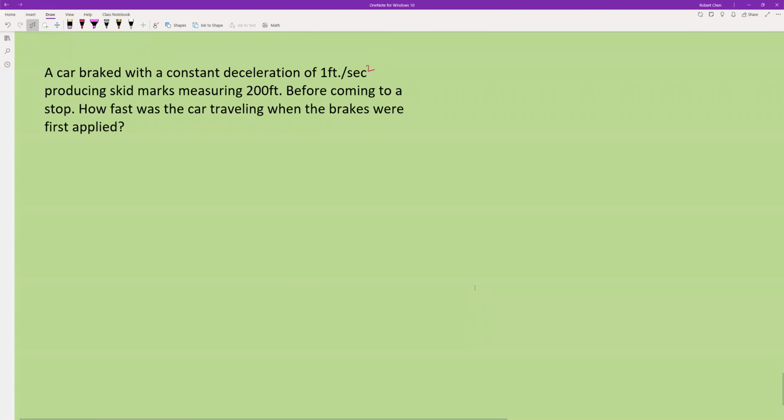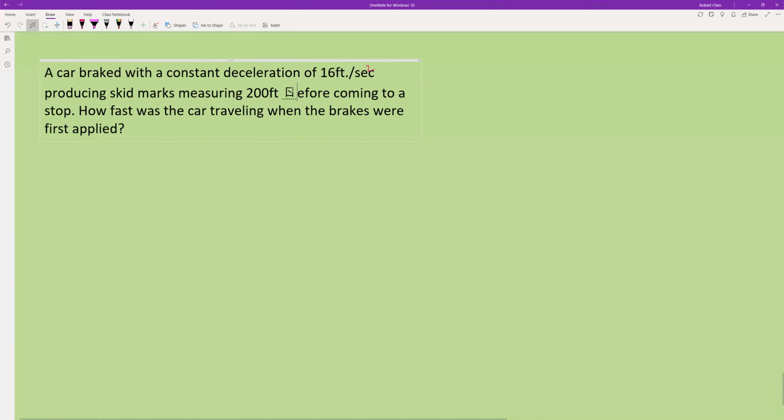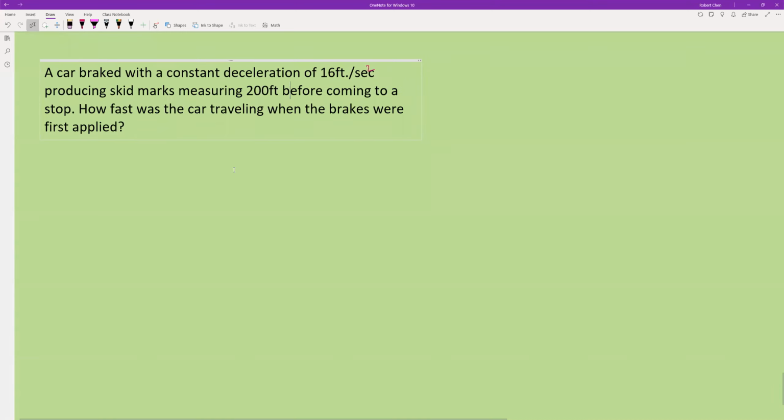All right, let's look at an application question. A car brakes with a constant deceleration of 16 feet per second squared, producing skid marks measuring 200 feet before coming to a stop. How fast was the car traveling when the brakes were applied?